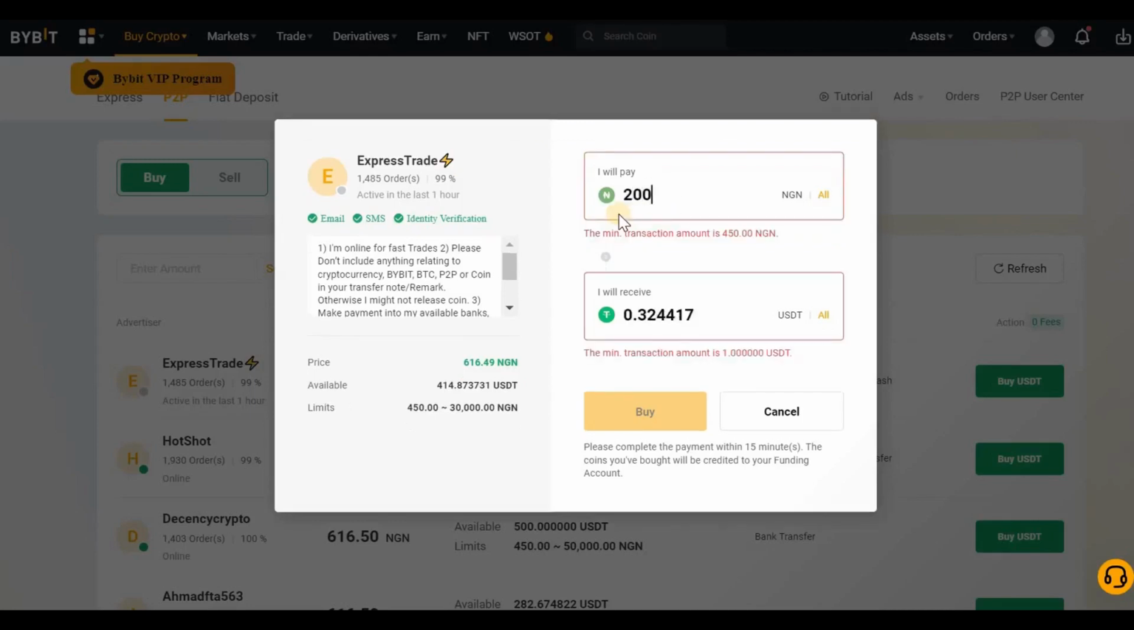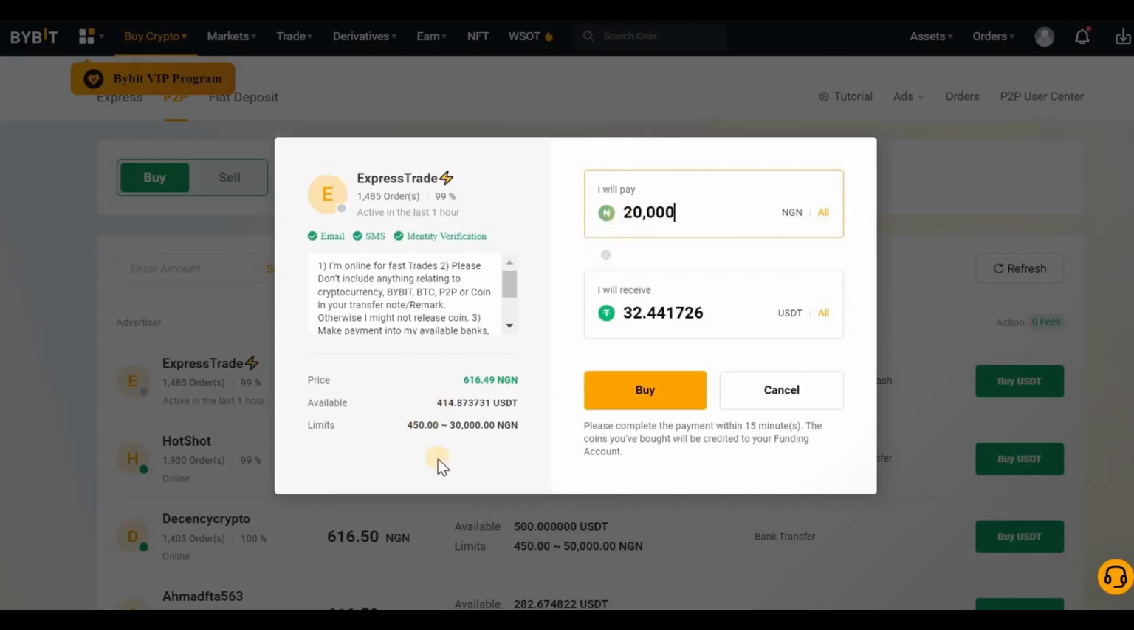I can select a preferred amount based on the limit provided by the P2P trader, and I would get 32.44 USDT. So this right here is one way you can fund your account for the copy trading platform. Once you are done, you can easily click on buy and make a direct transaction to the P2P trader. Right now, let's go back to the copy trading platform.